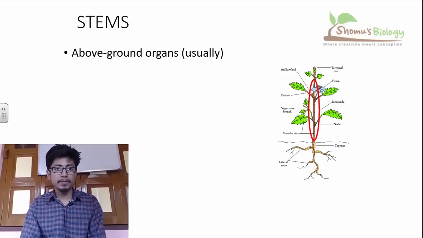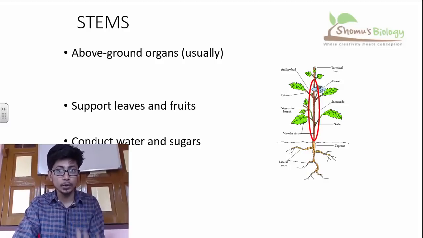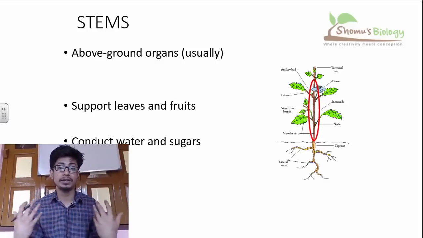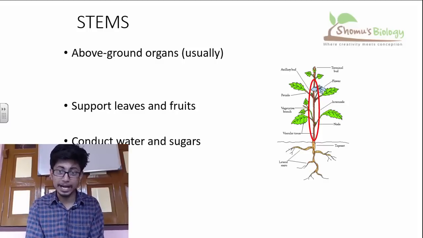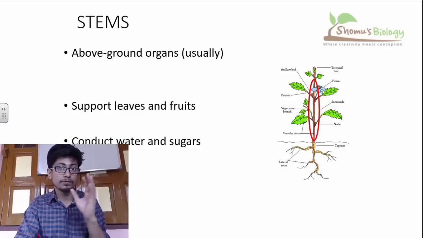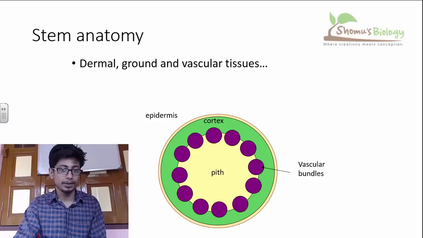So here you see the above ground view, and in this case it supports the leaves, supports fruits, provides aesthetic beauty, and also helps in the reproduction of the plant, right? Because it carries the flower. And it also has some very important functional roles, like conducting water and sugar and all those things.